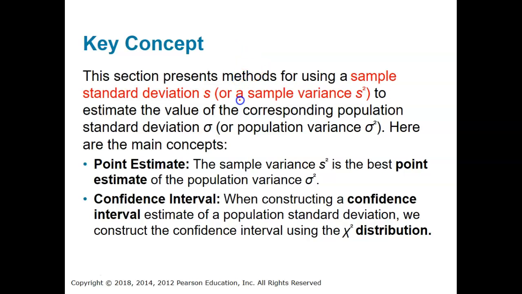So in this section, we are going to be doing estimates of both the population standard deviation as well as the population variance. And we're going to use the sample standard deviation and sample variance to do that. So our best point estimate for the population variance is S squared, and then we'll construct the confidence interval using that. And we'll use what's called a chi-square distribution. So we have our symbol for chi-squared here that you may want to make a note of.